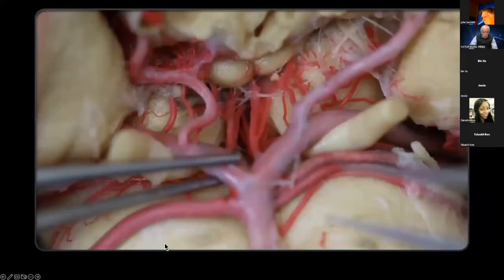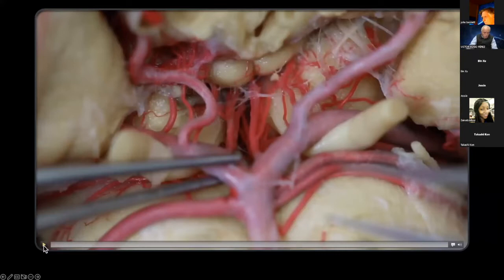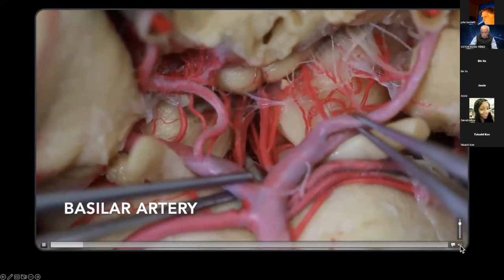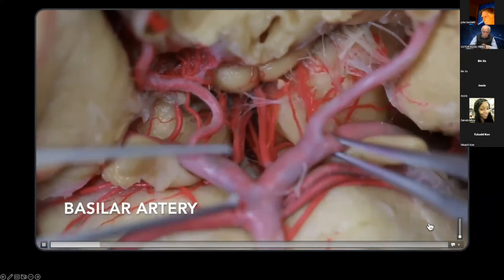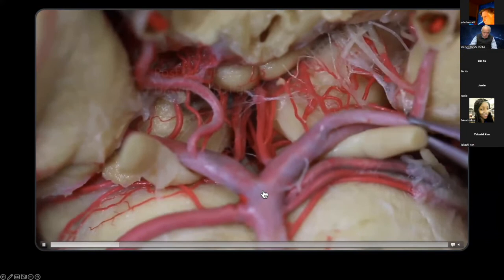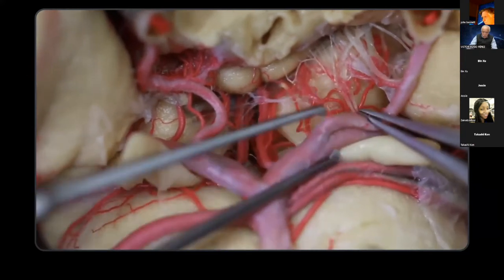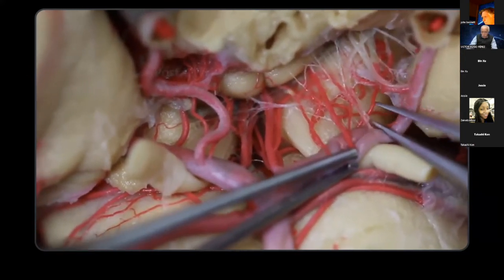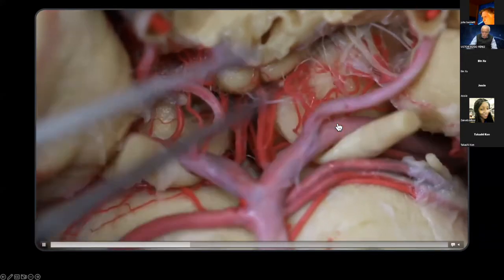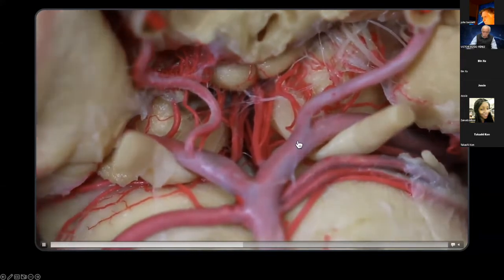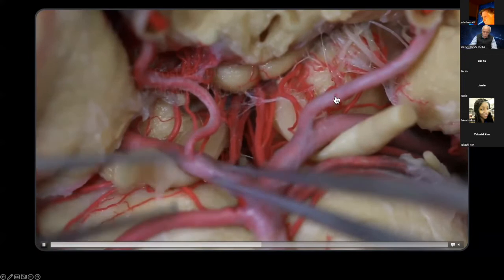Okay, so I'm going to start with this video, in which I am showing the posterior cerebral artery arising from the bifurcation of the basilar artery. In this video, I am showing these small branches coming from P1 and P2. The P1 segment runs from the bifurcation to the junction with the posterior communicating artery.